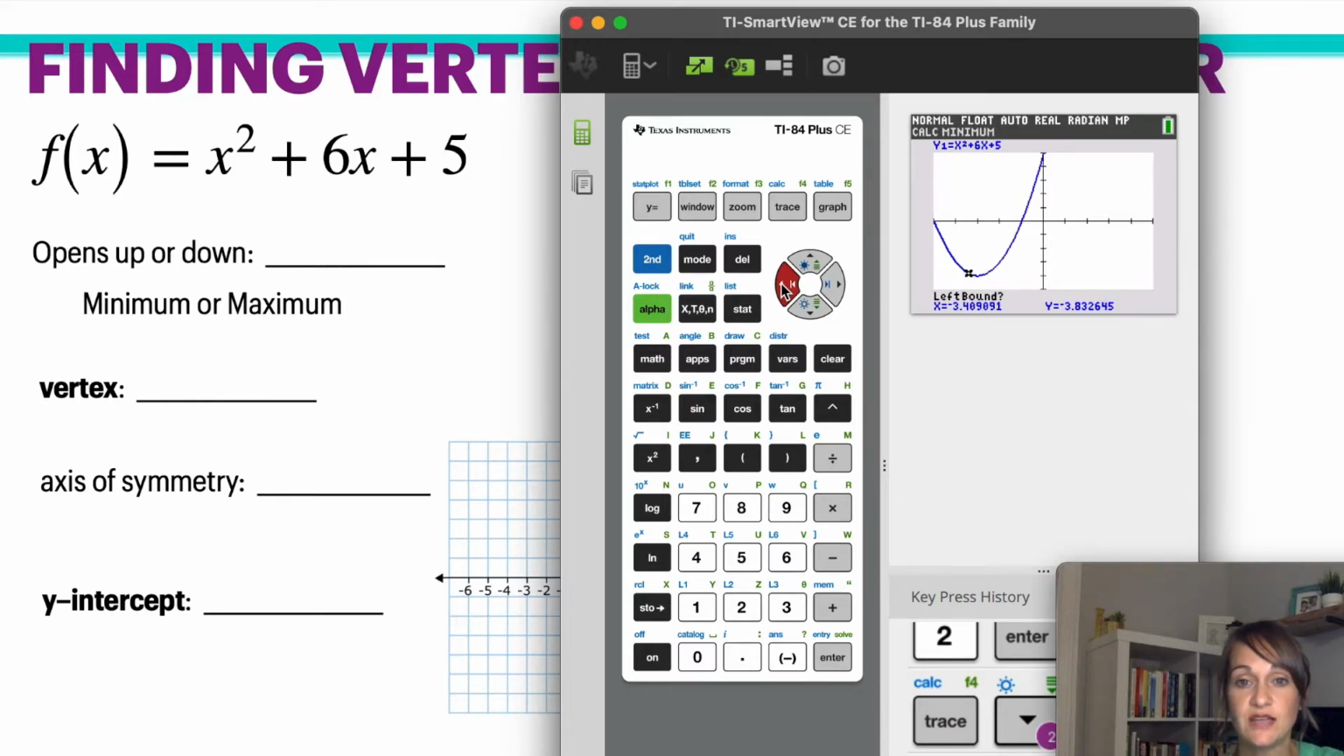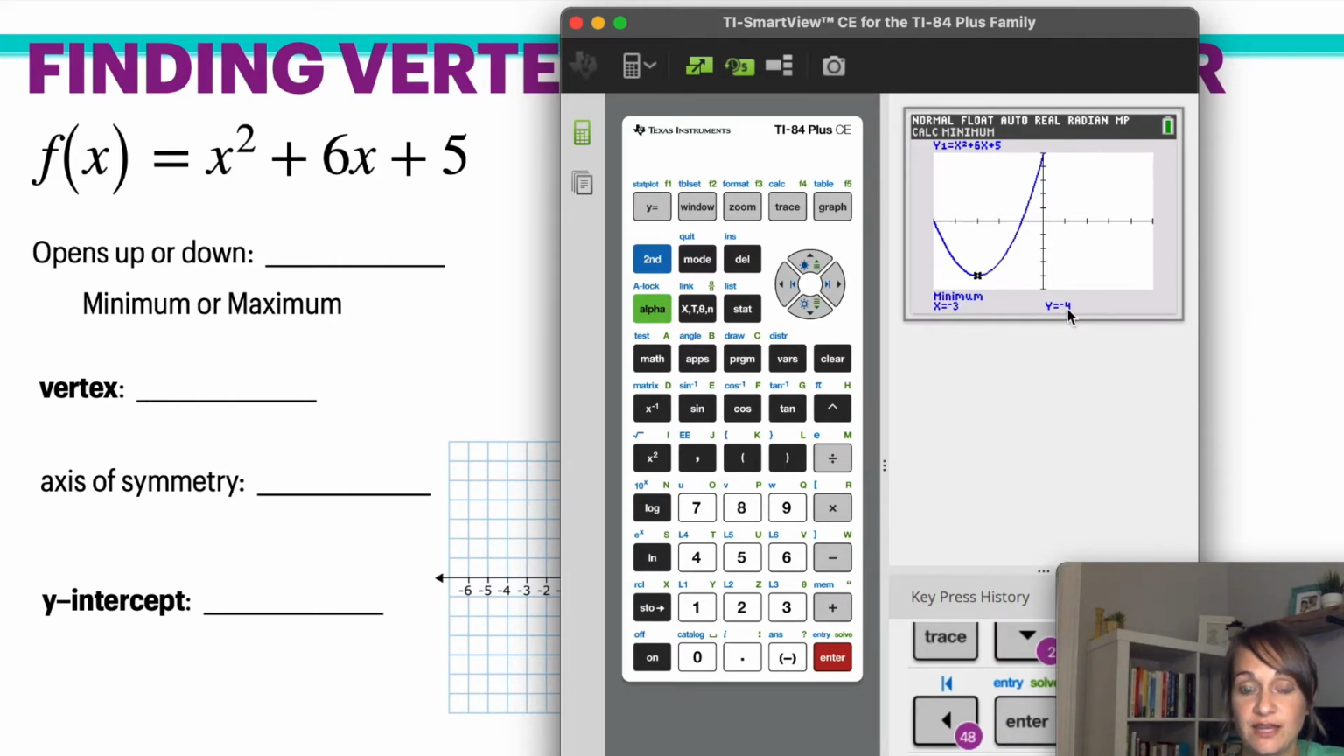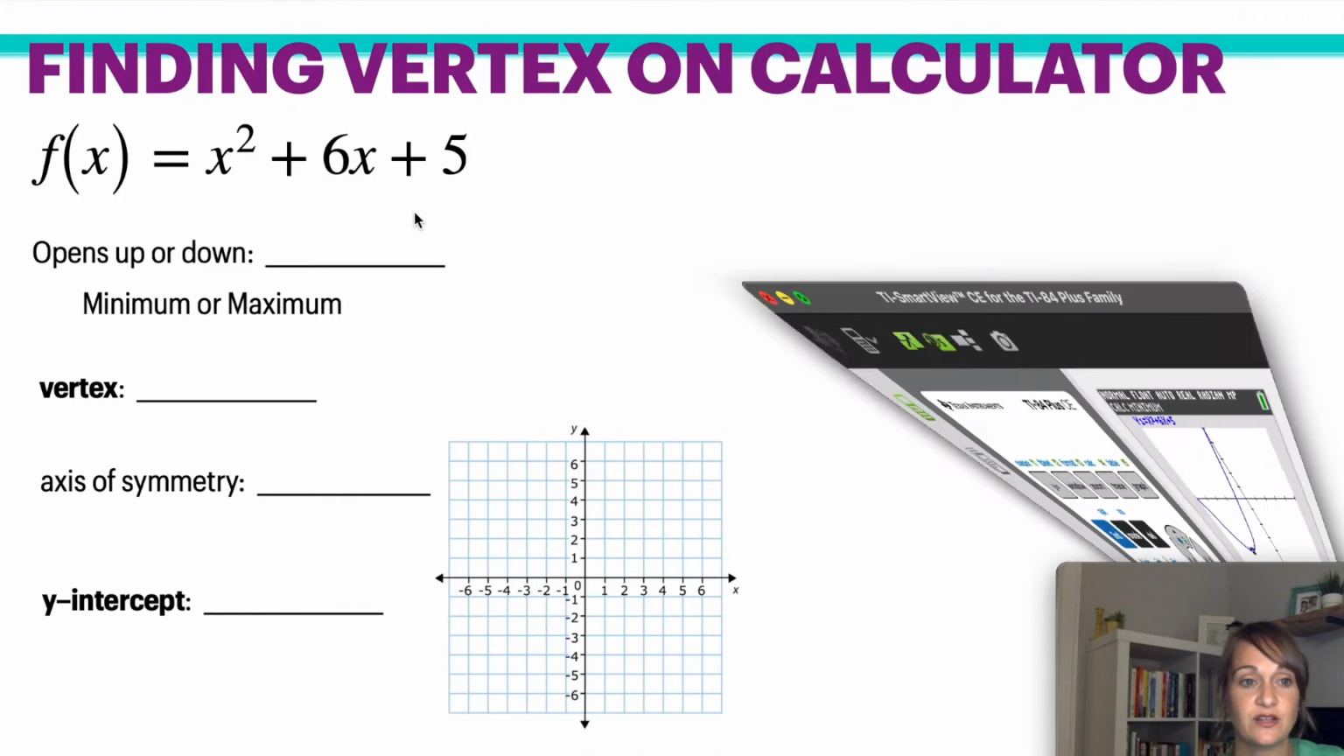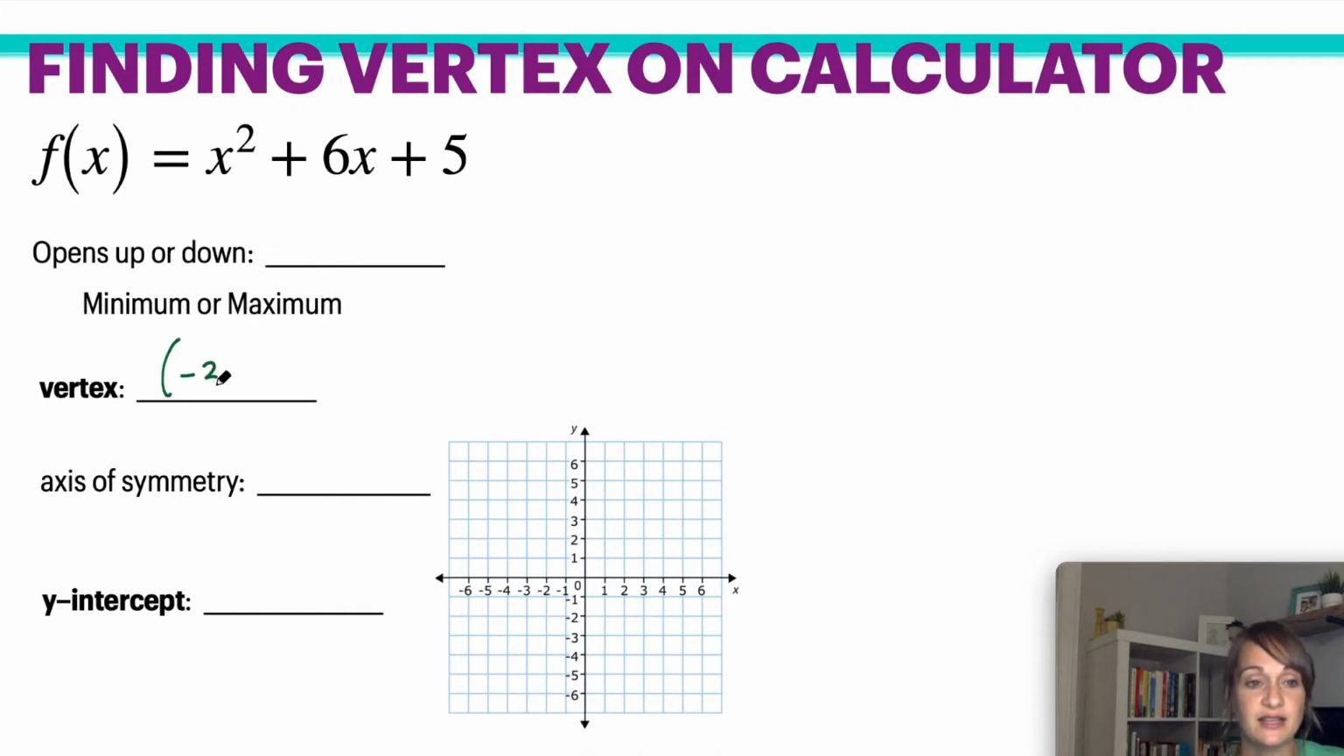So go to the left side of that, anywhere near the left side, hit enter. Now it wants to know the right bound. So go anywhere to the right, relatively, of this lowest point, hit enter. They want to know if you're ready to guess, so hit enter one more time. And it gave you the minimum value of -3, -4. So your vertex is automatically -3, -4.